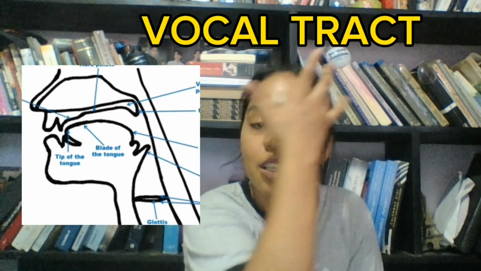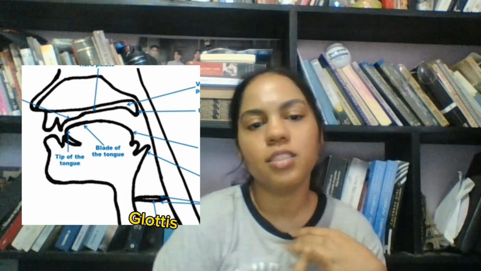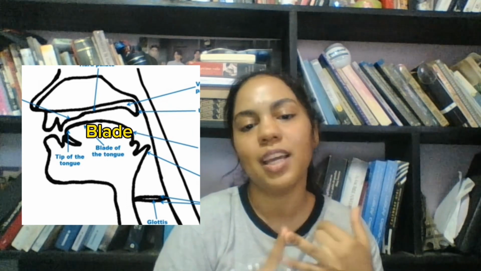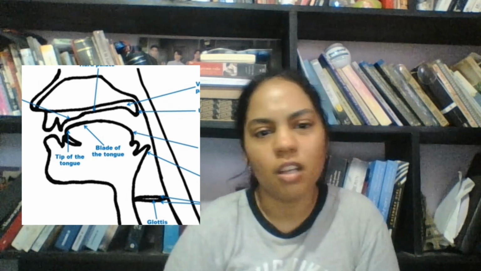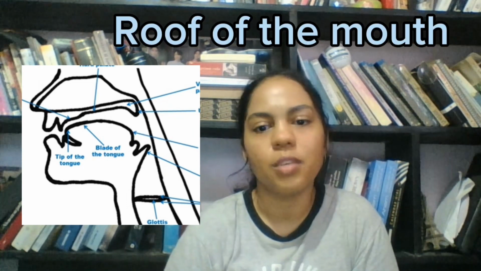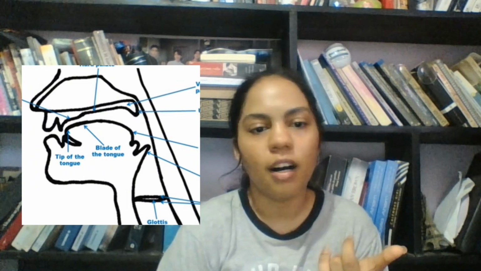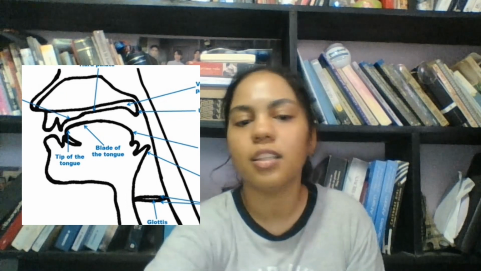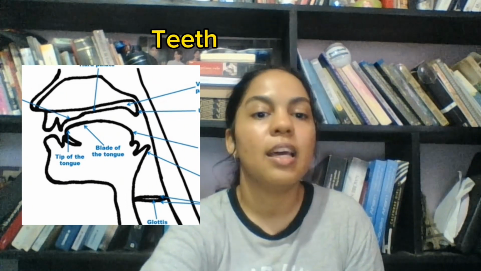So here we can see the vocal cords, the glottis, which is the opening between the vocal cords, the epiglottis, the back, the blade, and the tip of the tongue. And move on to the roof of the mouth. Here we have the uvula, the soft palate, the hard palate, and the alveolar ridge. And at the end, we have the lips and the teeth.